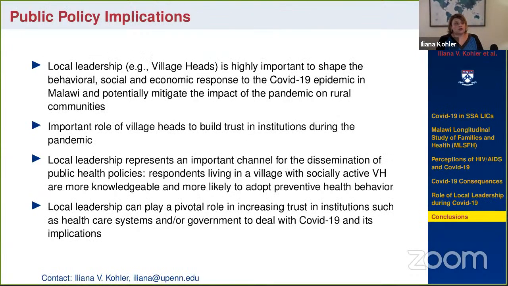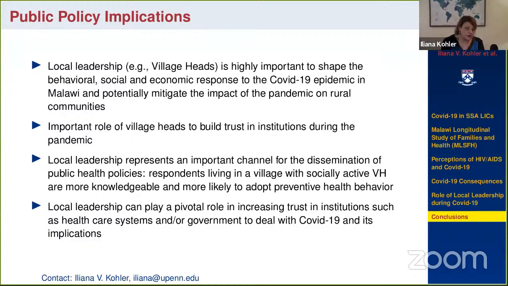So to sum it up, our results suggest that local leadership, specifically the village heads, are highly important in shaping behavioral, social, and economic responses to the COVID-19 pandemic in Malawi, and that they may play a very important role in potentially mitigating the impact of the pandemic in these rural communities.